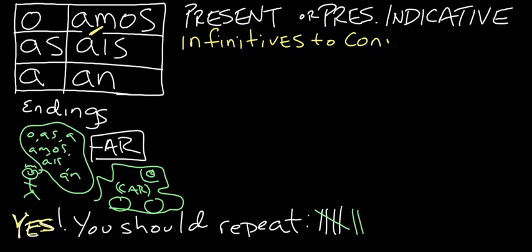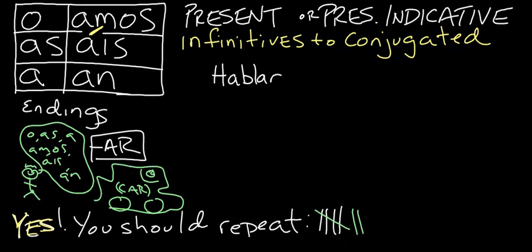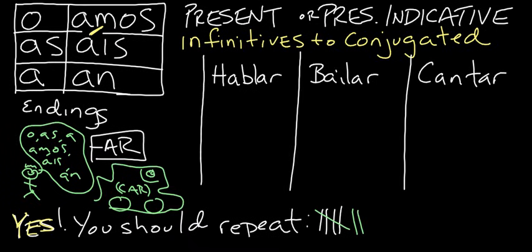All right. And so our goal is that we need to start with some infinitives and turn them into conjugated verbs. So what does an infinitive look like? Well, I'm going to give you 3. Maybe like hablar, bailar, and cantar. And how do we know they're infinitives? Because they end in AR. You see that at the end there? So we've got this one that means to speak, to dance, and to sing.